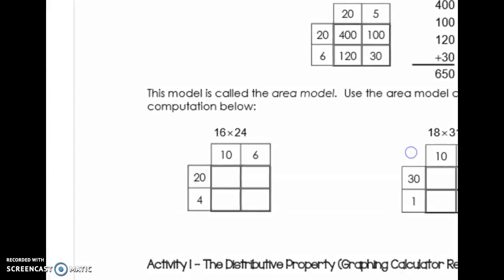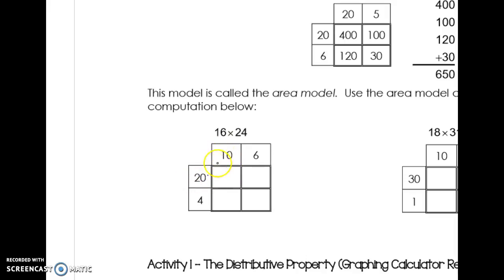So we're going to start with a problem like this. We have 16 times 24. Now 16 we can break down into a 10 and a 6, and 24 we can break down to 20 and 4. The idea of the area model is we're going to break this down into smaller components and then put like components together. So essentially what we're going to do is we're going to look at the row and column and match up the components that are there.